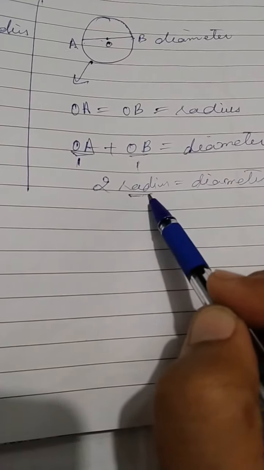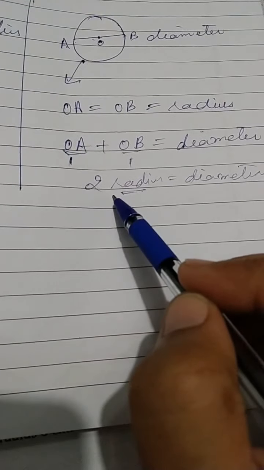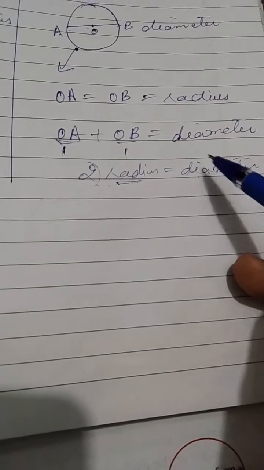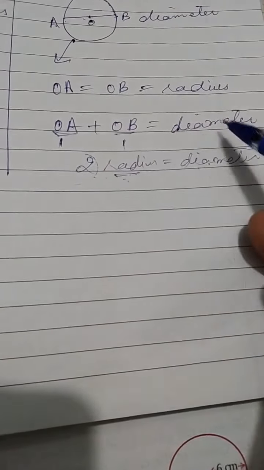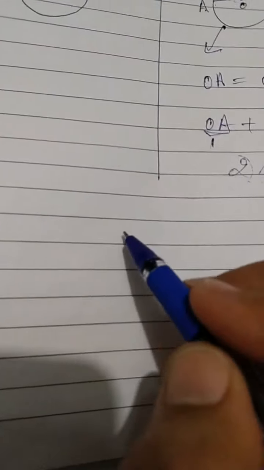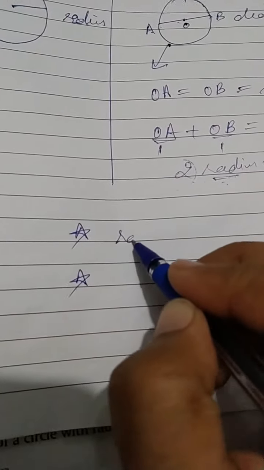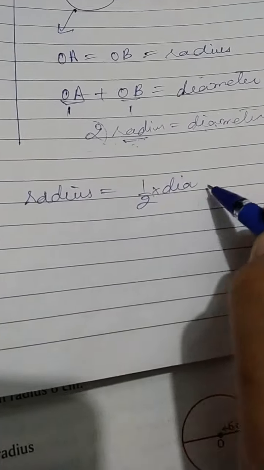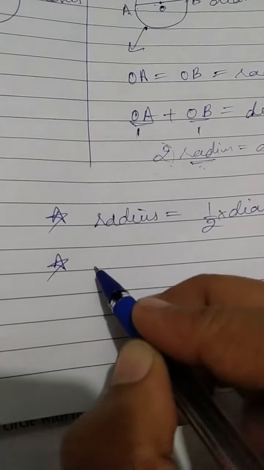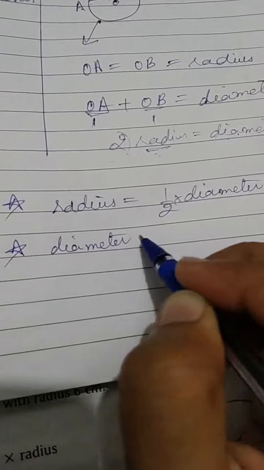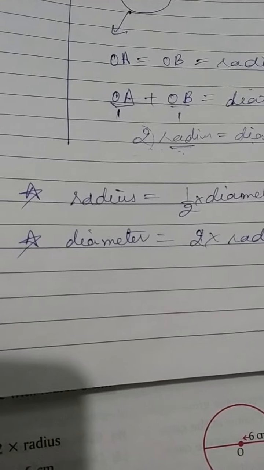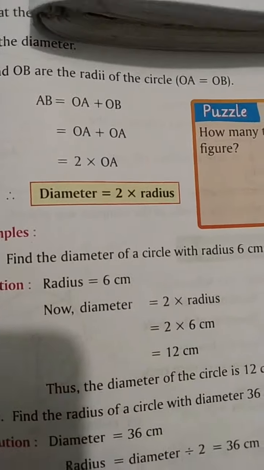Got it? We can say that radius is half of diameter and twice of radius is one diameter. Their relation is that diameter is twice of radius and radius is half of diameter. Means we can say radius is equal to half of diameter, or we can say the diameter is twice of radius. Fine. So this is the relation between two.